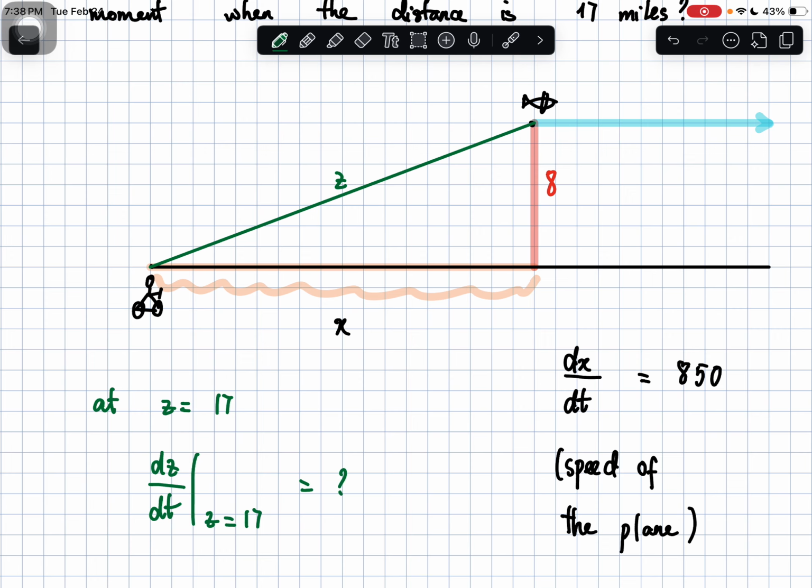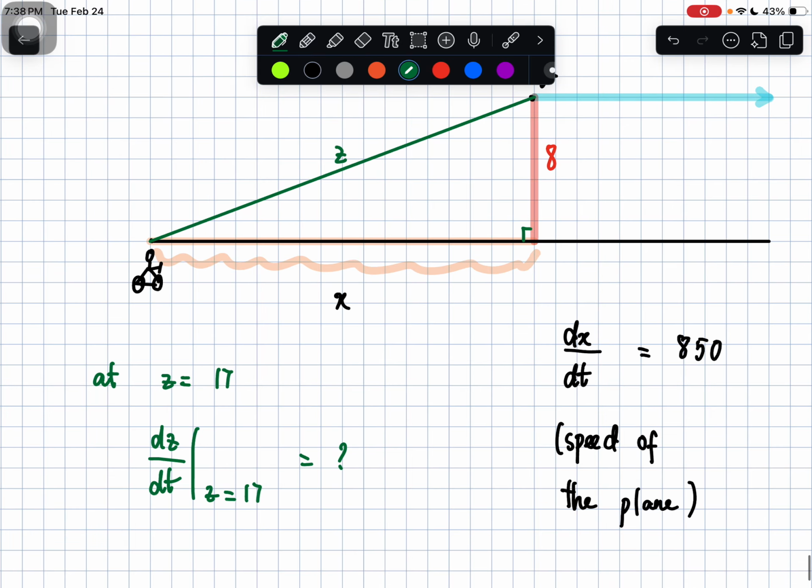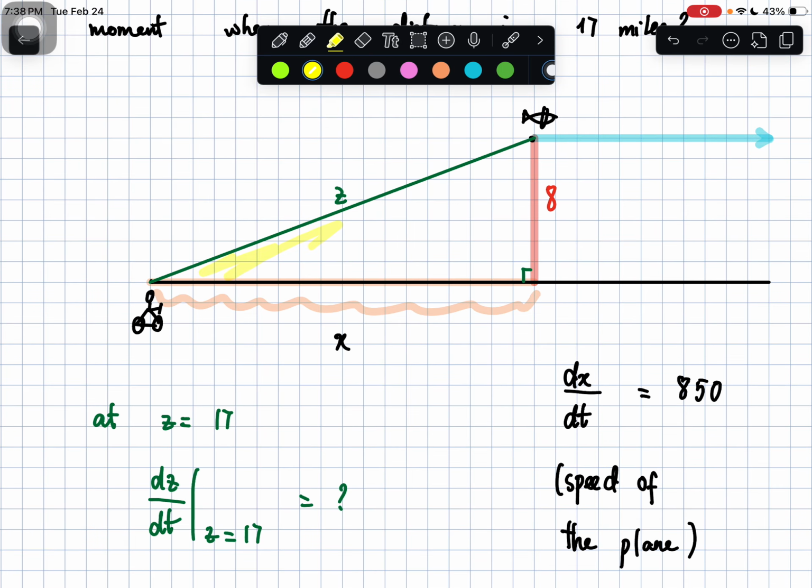So we set up the relation. Here we have a relation using this right triangle. This angle is pi over 2. So look at this right triangle. You have the Pythagorean theorem relation: z squared equals x squared plus 8 squared.